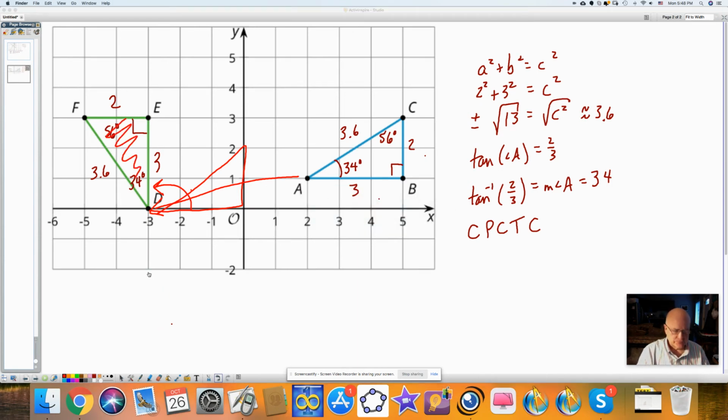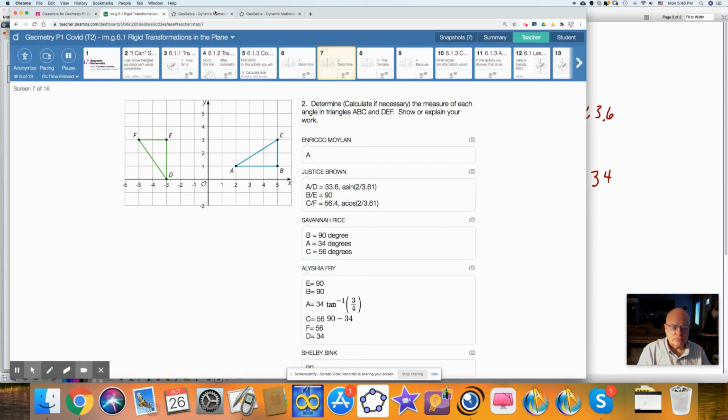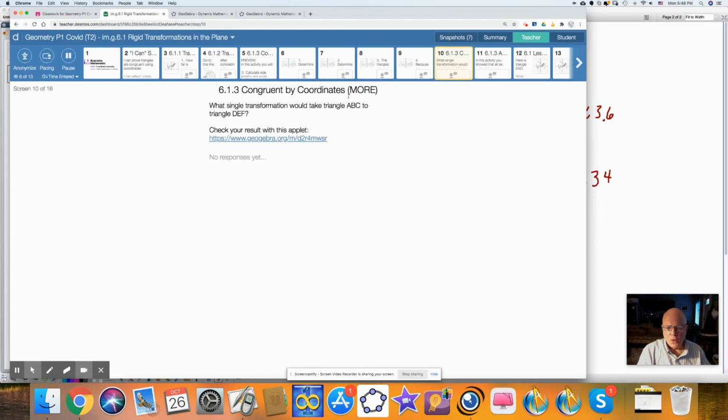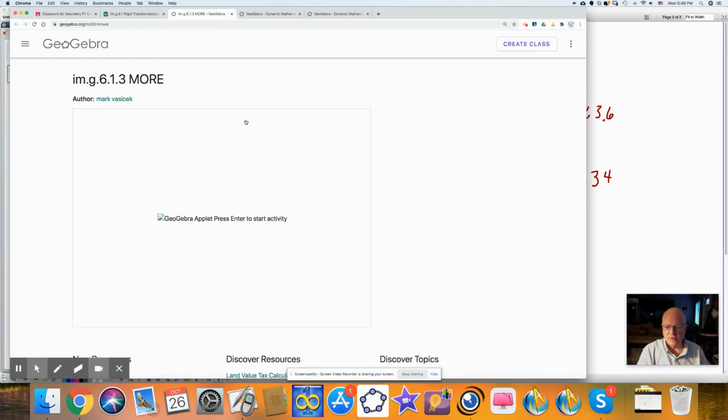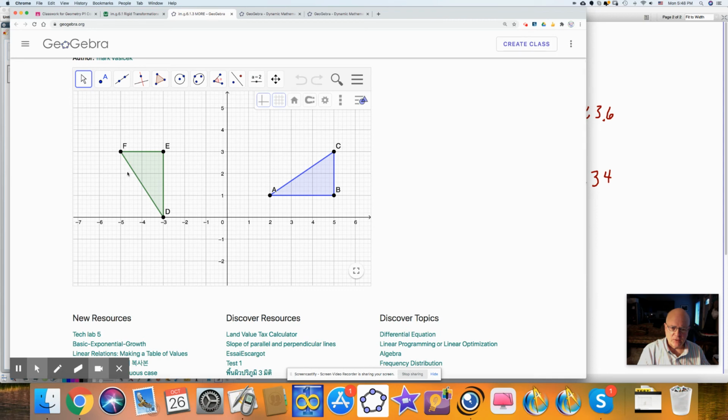Now, what single transformation would take triangle ABC to DEF? And I give you a GeoGebra app that you could actually do this with. So we're going to take this one onto this one with a rotation. It looks like it's going to be a rotation, because here's a 90-degree angle, here's a 90-degree angle.